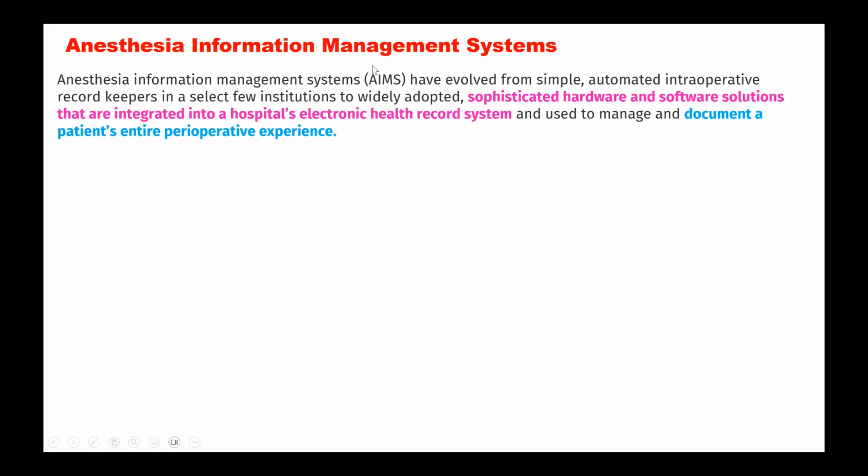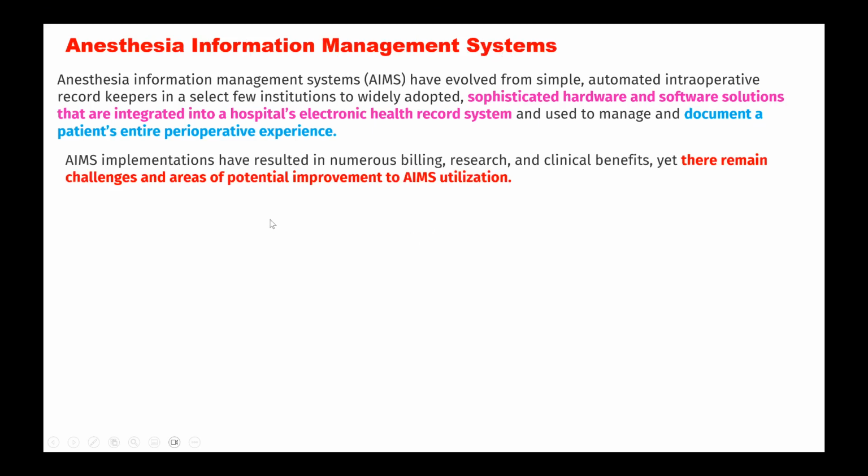Based on that, you can plan your management, and this management is done instead of manually writing and keeping volumes and volumes of papers. You do it using electronic gadgets. So that is the most important thing about the anesthesia information management system.